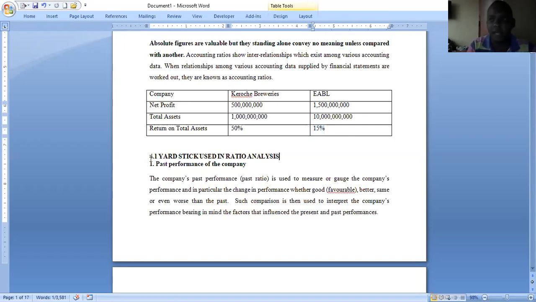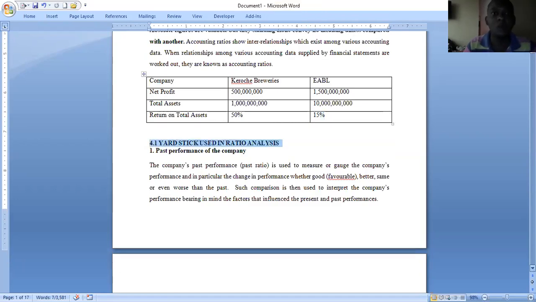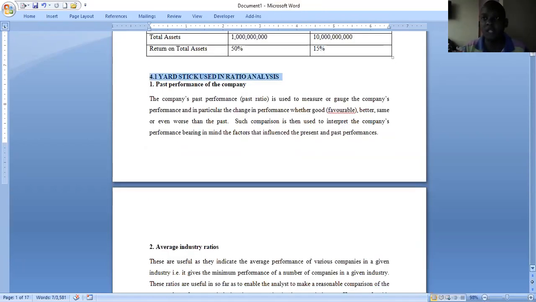Yardsticks of ratio analysis. So in performing a ratio analysis, we have some standards. We have some yardsticks to compare. Financial statement analysis is mainly about comparing. We compare this business against this other business, or you compare this business performance against its performance some few years ago. So we have several yardsticks or measures of performance.